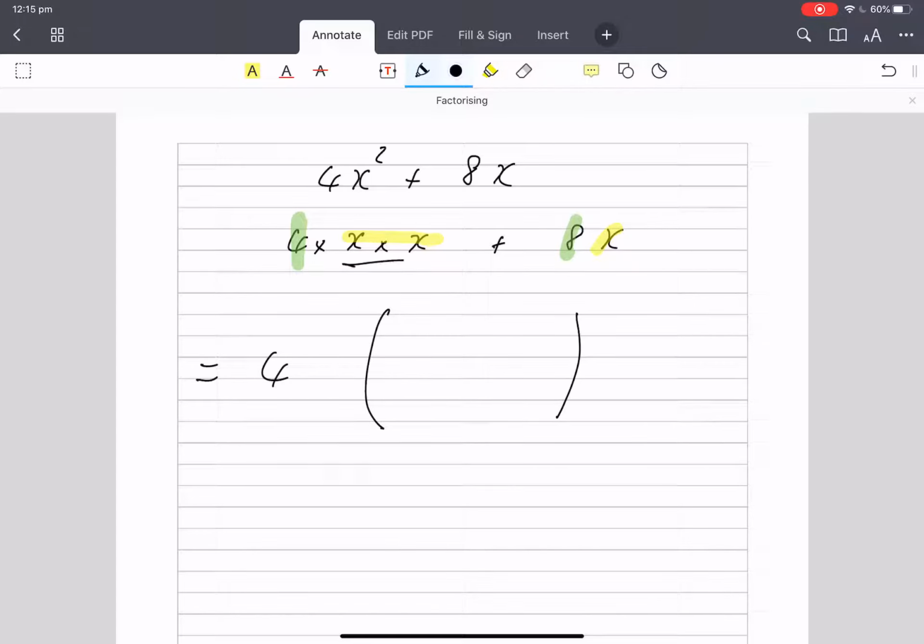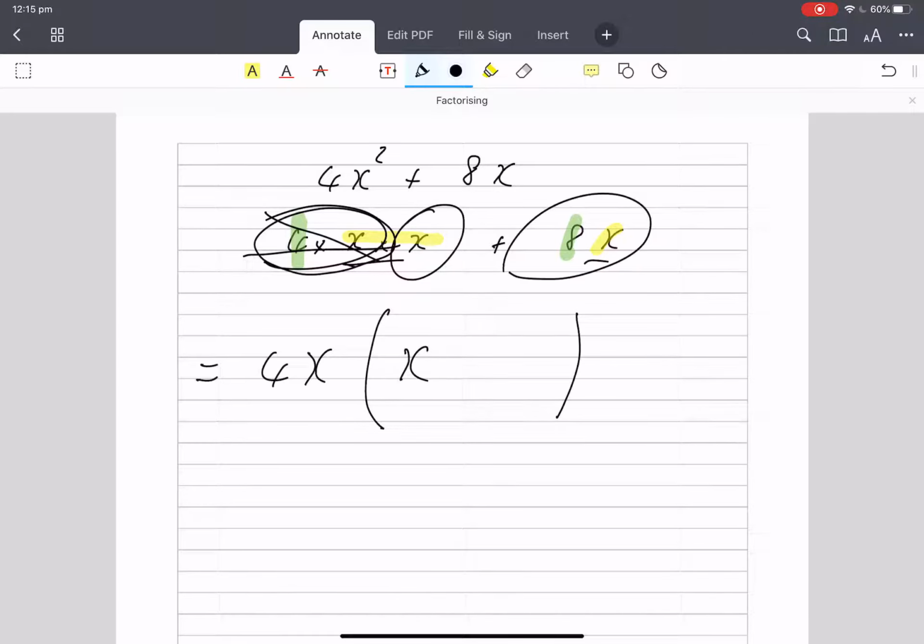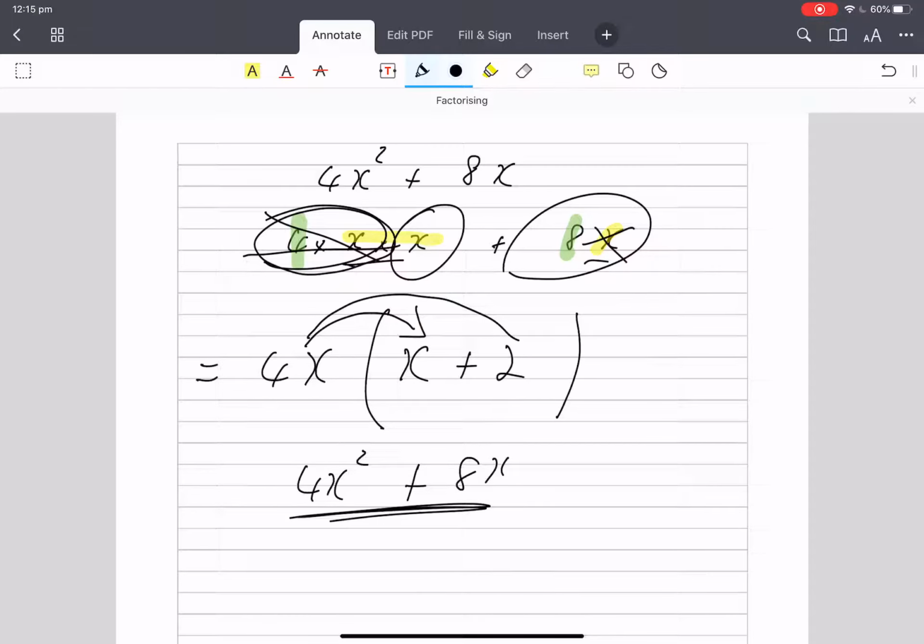What's common between the letters? Well, I reckon there's an x that's common. When I take a 4 and an x out of that first term, the only thing left is x. And when I take a 4 and an x out of that term, I leave a 2. And let's check that. What's 4x times x? And what's 4x times 2? You can see that that's my original question, so I can check to see that I'm right.